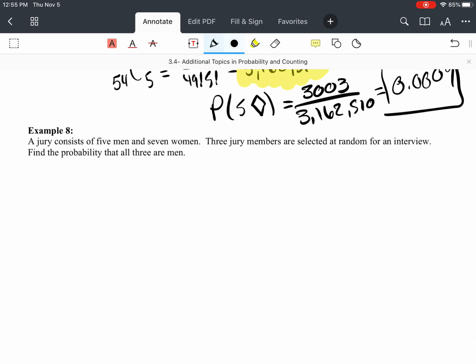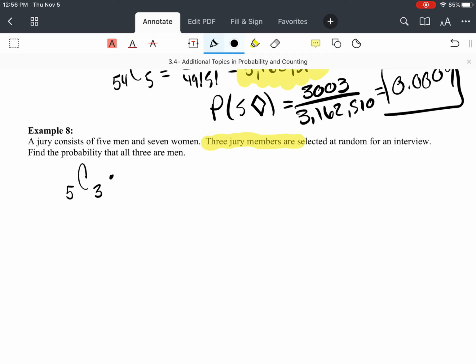Okay, the last one says a jury consists of 5 men and 7 women. 3 jury members are selected at random for an interview. Find the probability that all 3 are men. In this case, we're just selecting 3 members, so we don't care about the order. Now to find the probability here, we're going to have to do something a little bit different. To find the top, the number of possibilities that we want, we're going to have to multiply combinations.